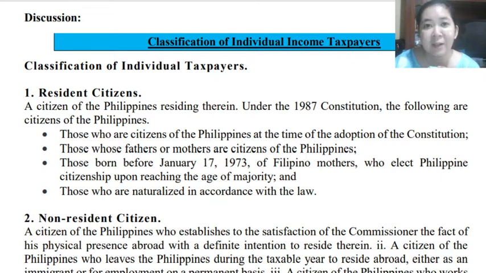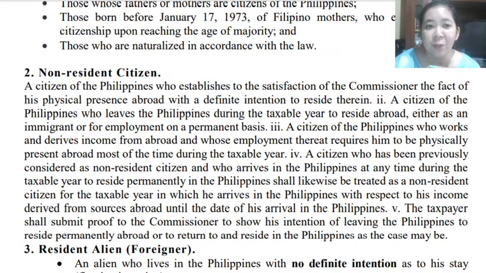So again, if you are a resident citizen, you are a citizen of the Philippines and you are living here also in our country. For the second classification, we have the non-resident citizen. If you are a non-resident citizen, basically you are a citizen of the Philippines, you are a Filipino citizen, but you are living in other countries. So, a citizen of the Philippines who establishes to the satisfaction of the commissioner that his physical presence abroad is with a definite intention to reside therein.